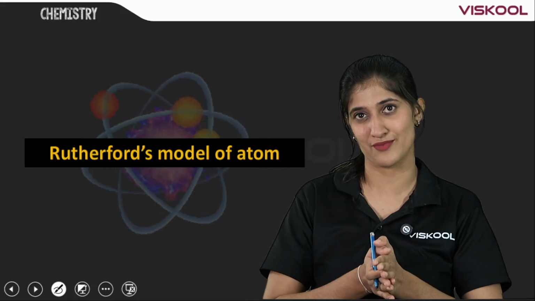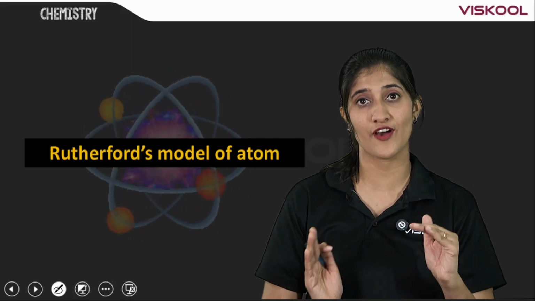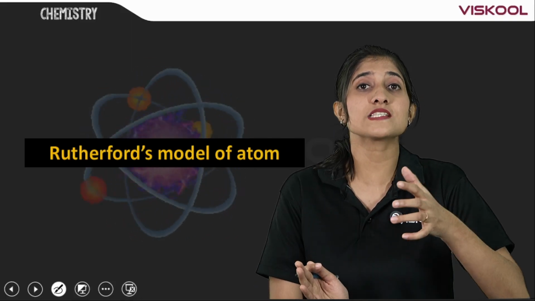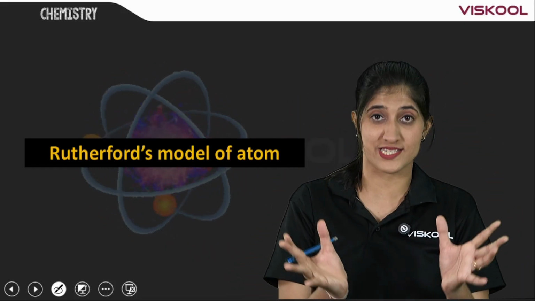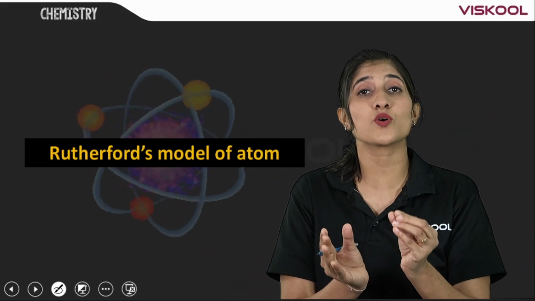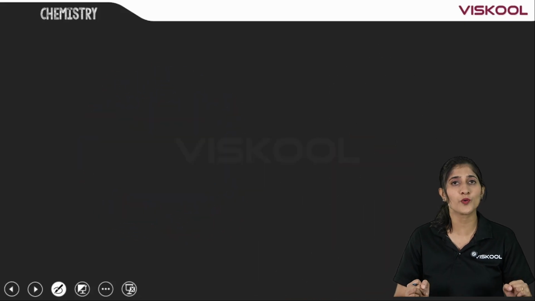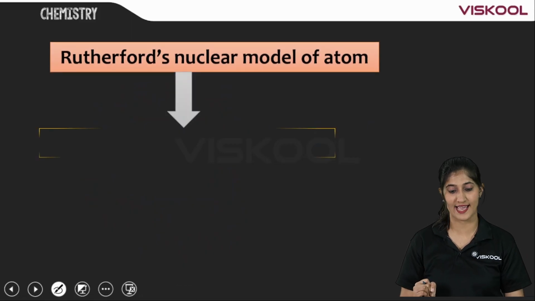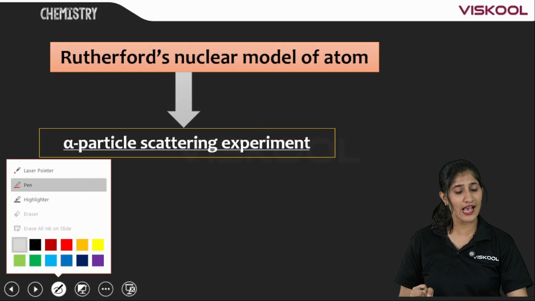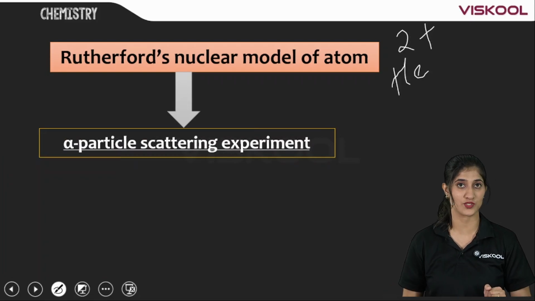Welcome to Viskool family. In this section, we are going to study about Rutherford's model of atom. From Thomson's plum pudding model, he suggested that atom is a uniform positive sphere in which the electrons are embedded in it like raisins. Rutherford wanted to prove it experimentally, so he carried out alpha particle scattering experiment. Now, what is alpha particle? It's doubly charged helium nucleus, He2+, okay?